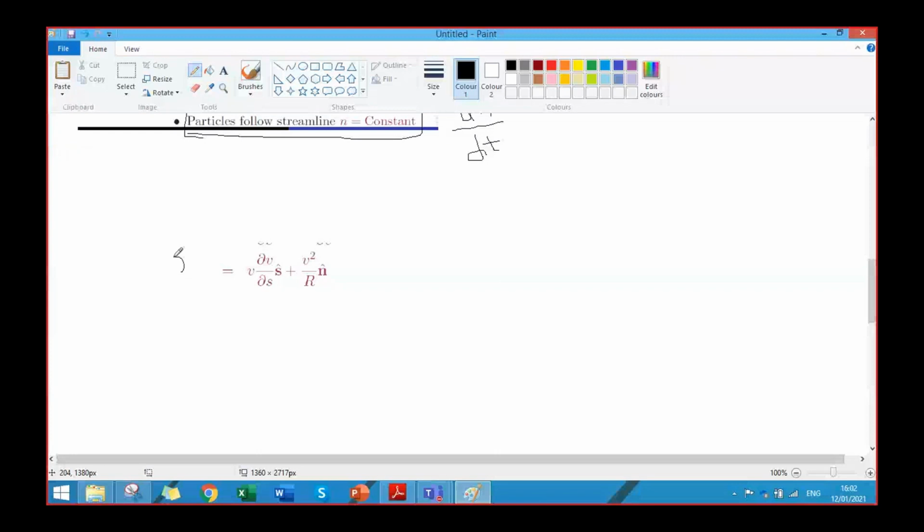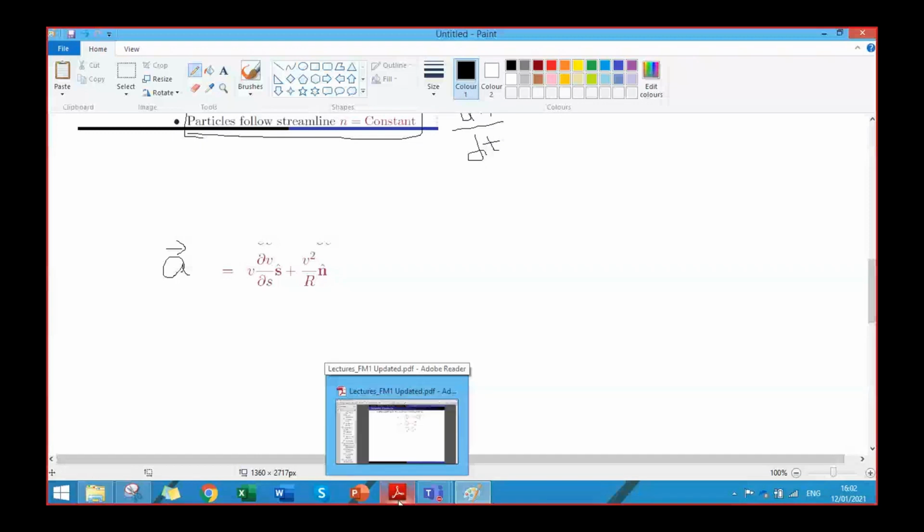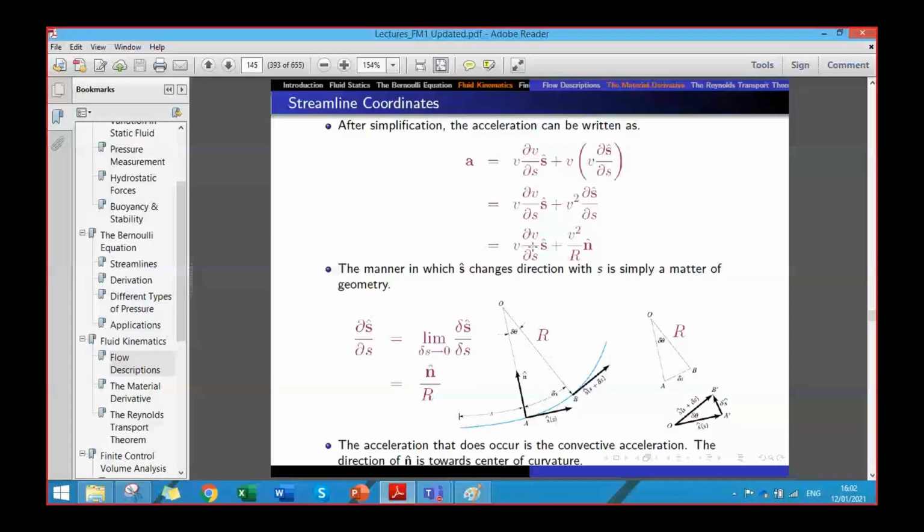So using the streamline coordinates is more convenient as compared to the Cartesian coordinates. So there is only the convective acceleration. There is no local acceleration here, right?